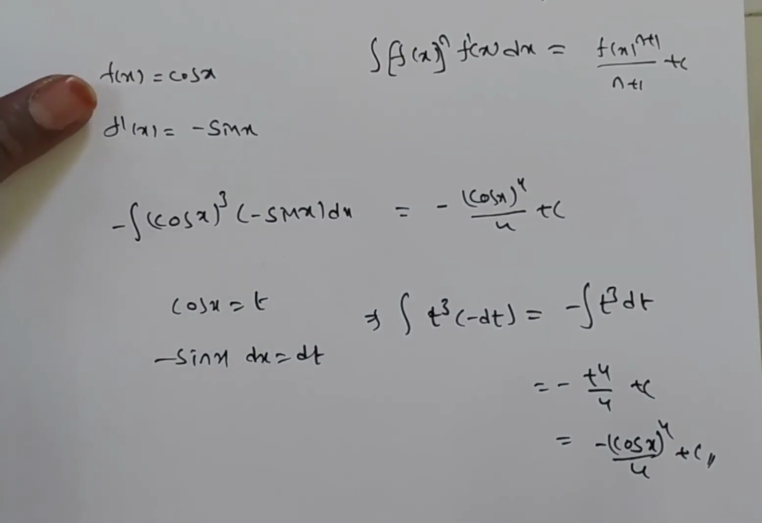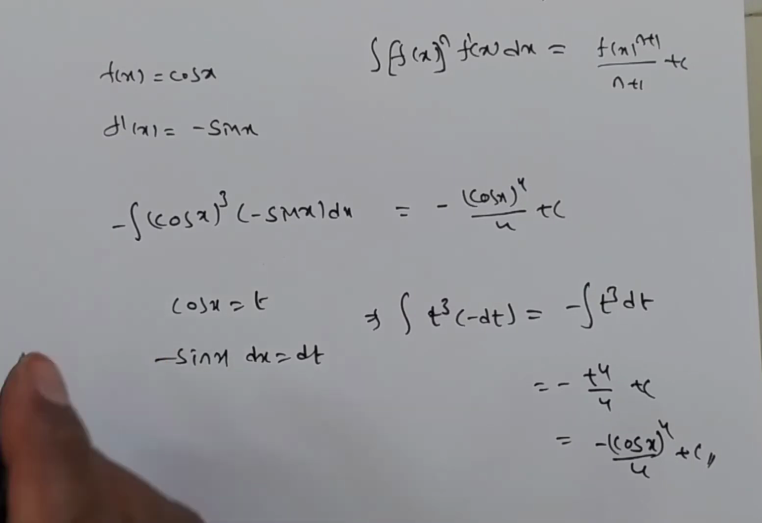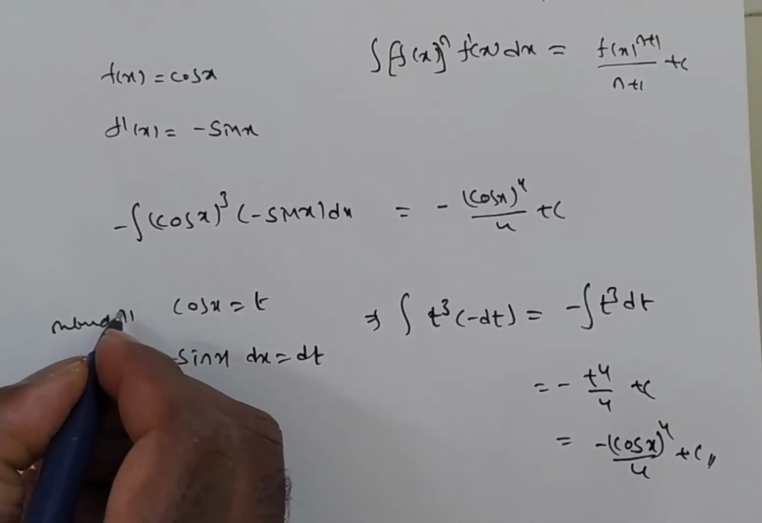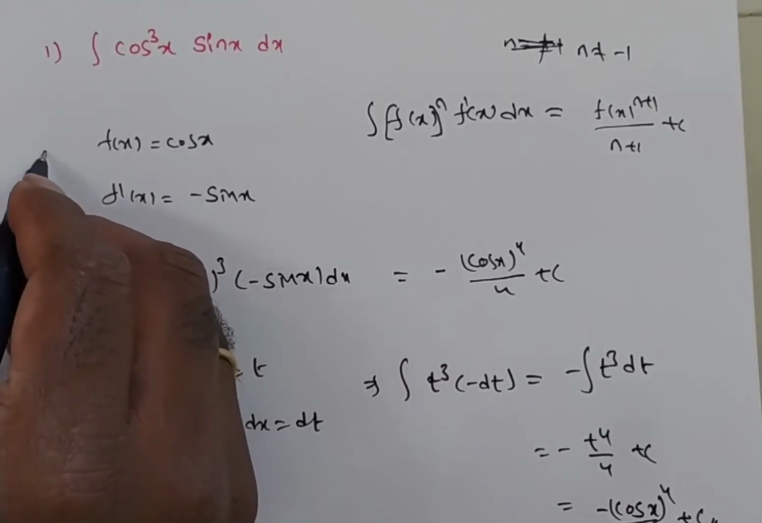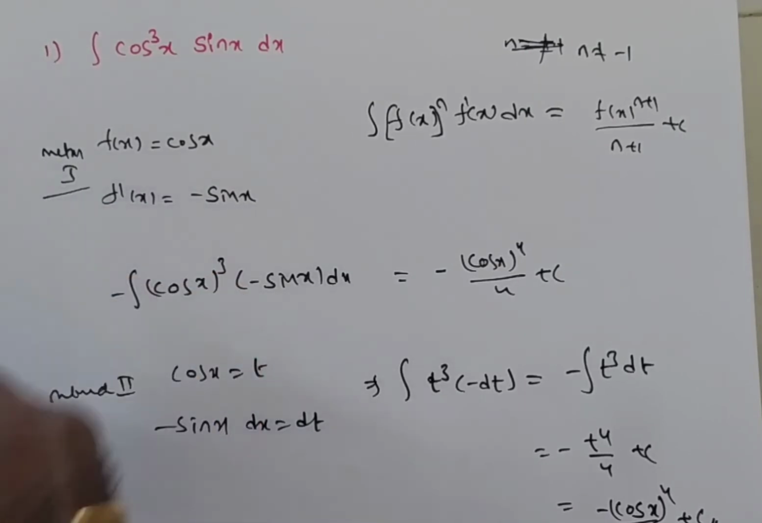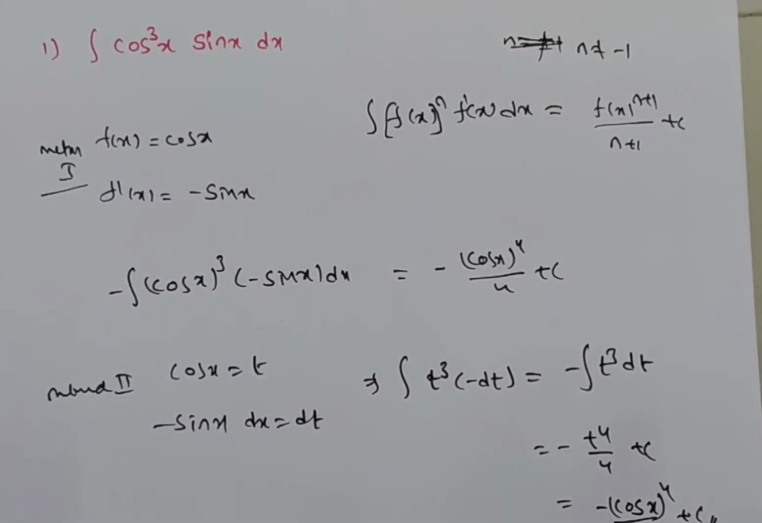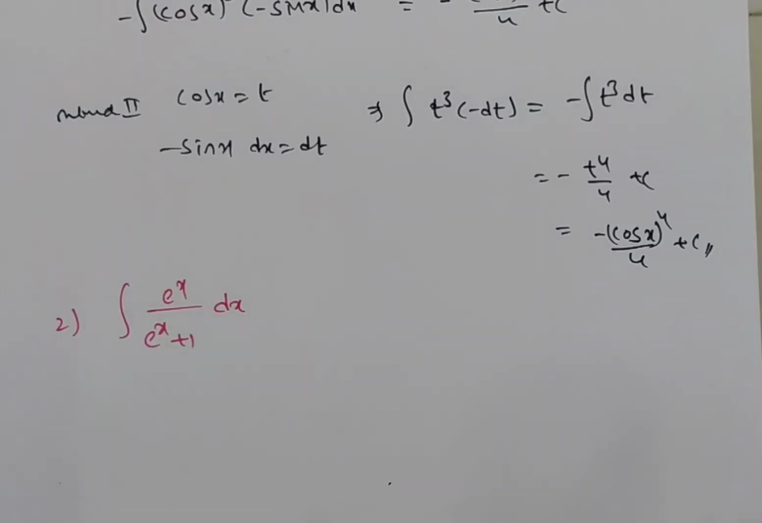So you can do it in both methods. You can consider it as a function, or else you can introduce a new variable. This is method 2 and this, you can say, is method 1. The substitution method you can do in both ways. Right. Next, second problem.